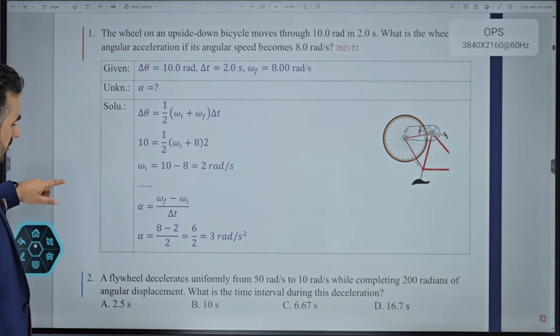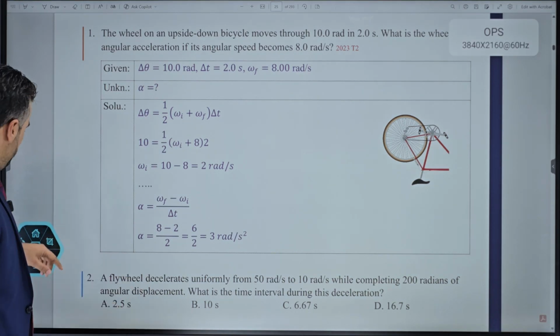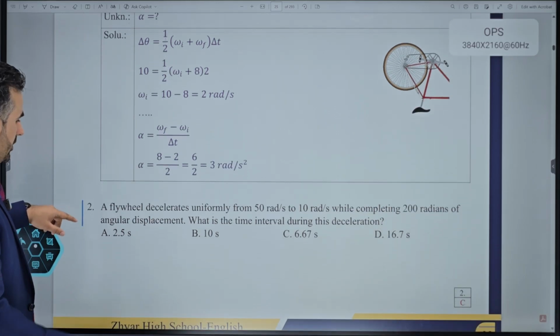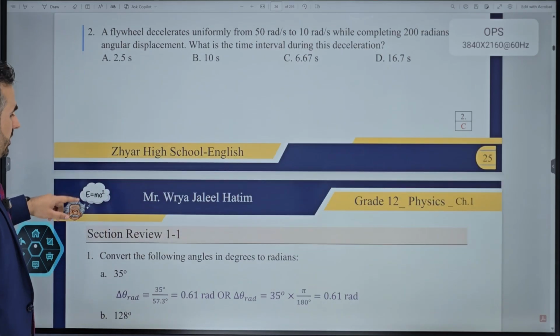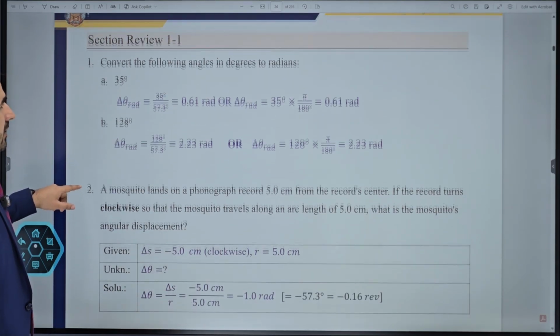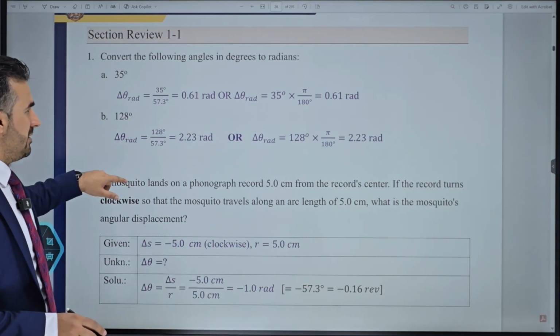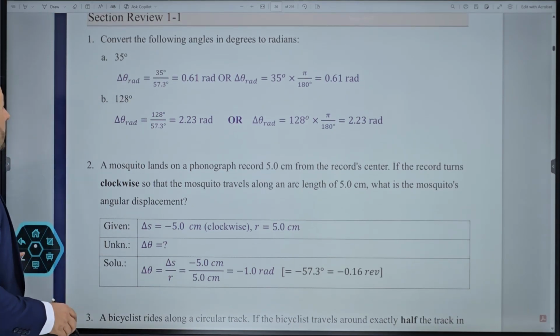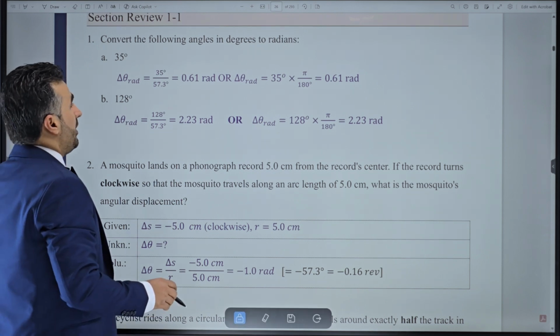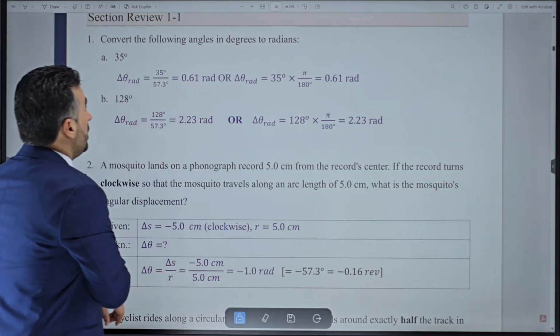Okay, now you can see there's another question. One of my questions, you can give it a try. It's nothing complicated. Now we're almost done with the first section, but there are a few questions. Let's go through these questions real quick. The first one says, convert the following angles in degrees to radians.